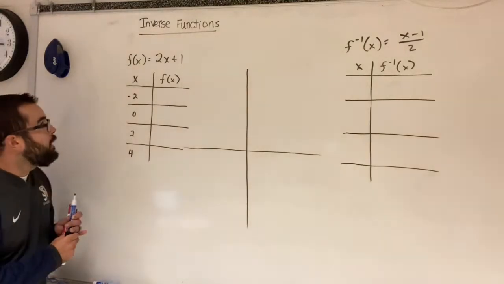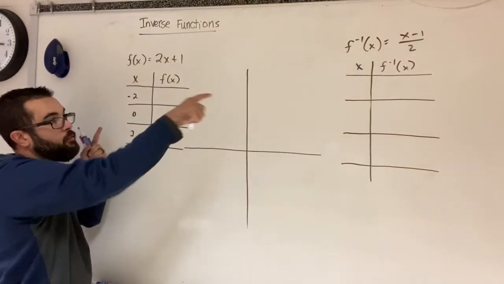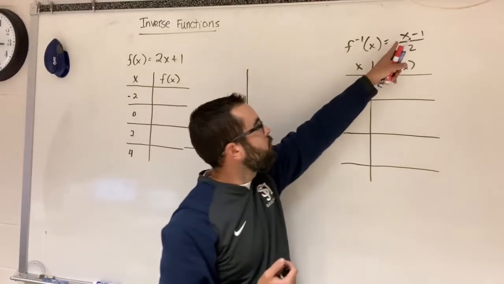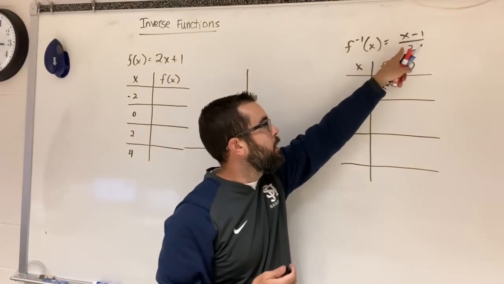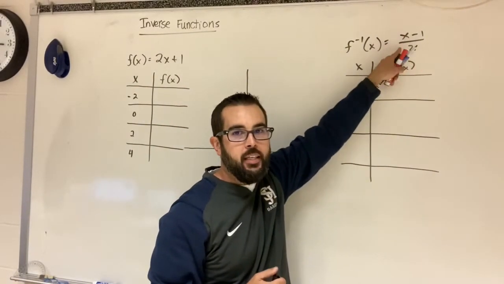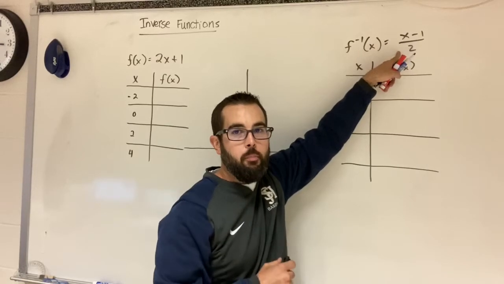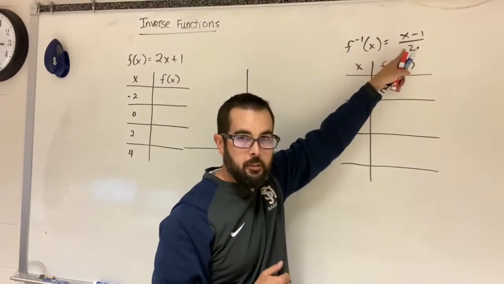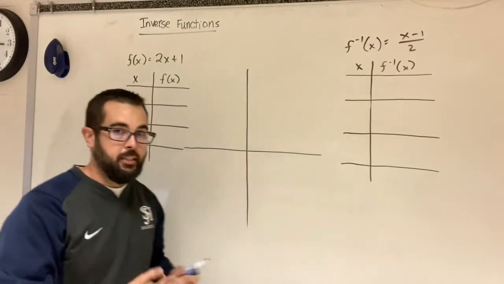We're going to look at the graphs of this function and its inverse. And I left the inverse in this notation instead of writing it as x over 2 minus 1/2 because I think it's a little easier when finding the ordered pairs to use this. So just know that they are the same exact thing.